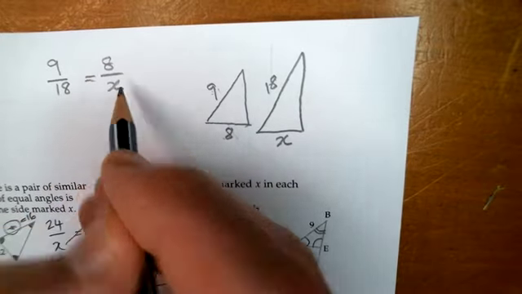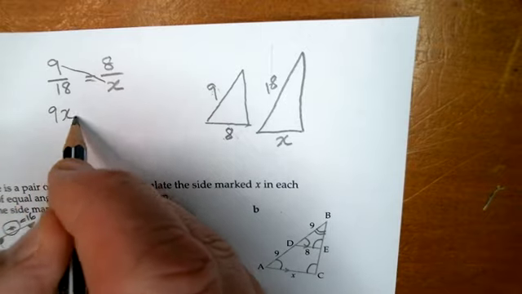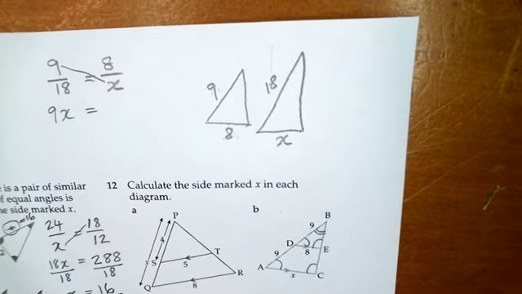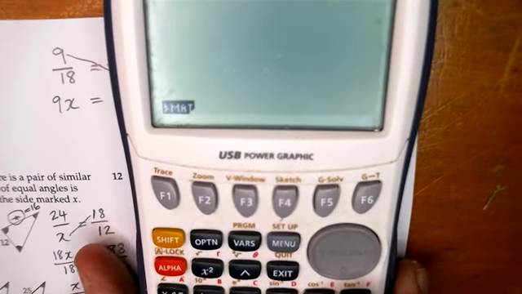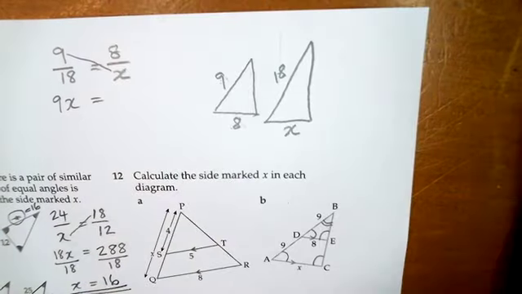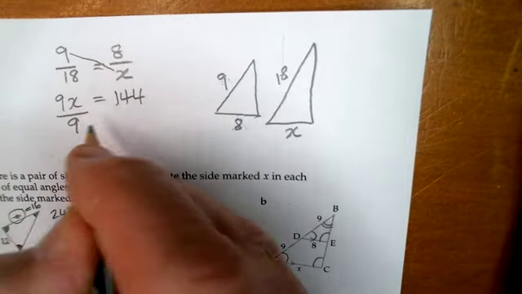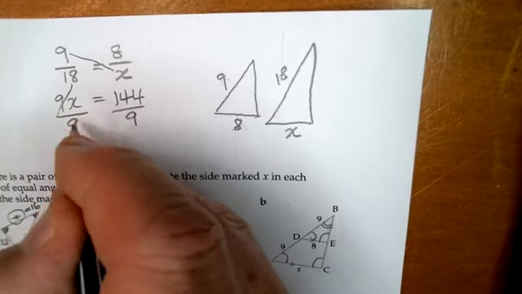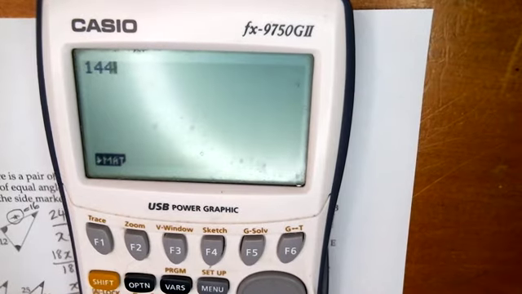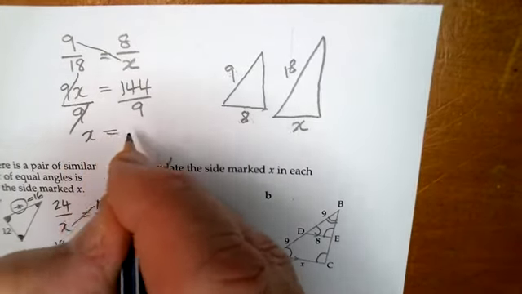So we're going to cross multiply. 9x is equal to 18 times 8. My brain's not working at the moment, so we have to do it like this. 18 times 8, and we're going to get 144. Well, that's handy. So I can just now divide both sides by 9. Of course, 9 goes into 144. So 144 divided by 9 is 16. So x is going to be 16.